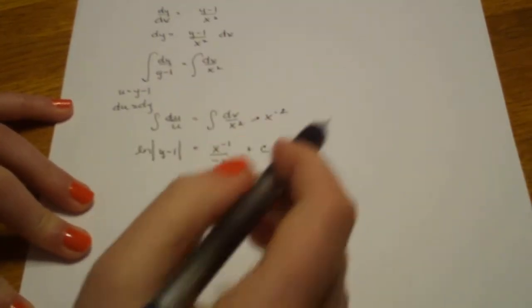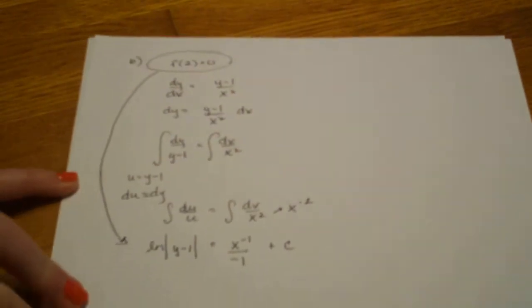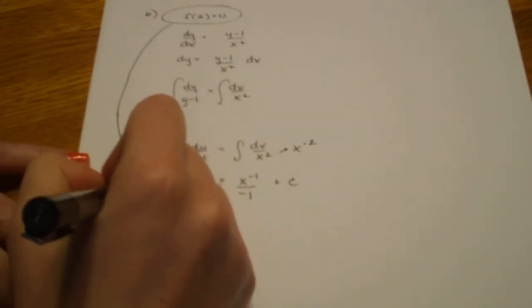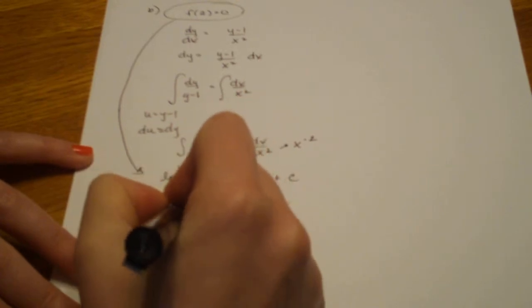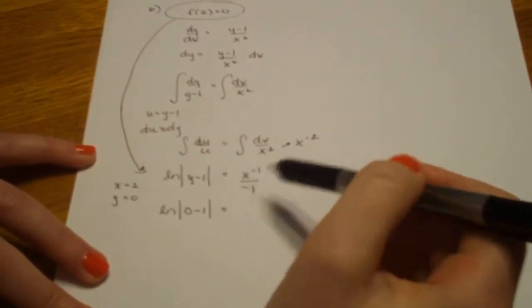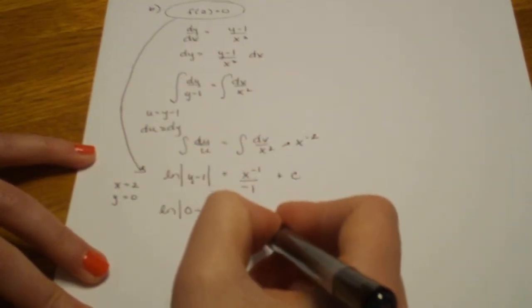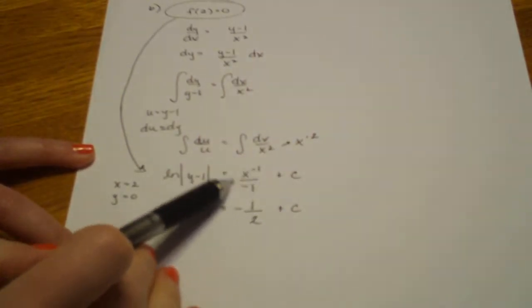So now I'm going to bring back down my initial condition, which is f(2) equals 0. Bring that down, and I want to sub that information in. So x equals 2, y equals 0. So I have ln absolute value of 0 minus 1, equals, now this is really just a -1 over x, which in this case is 2, plus c. I'm just rewriting that fraction right there.